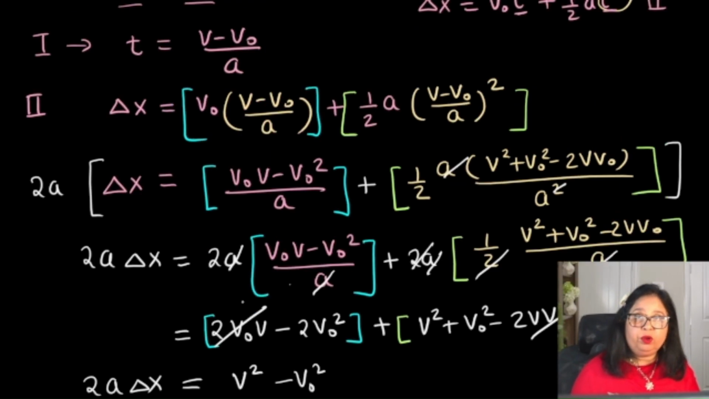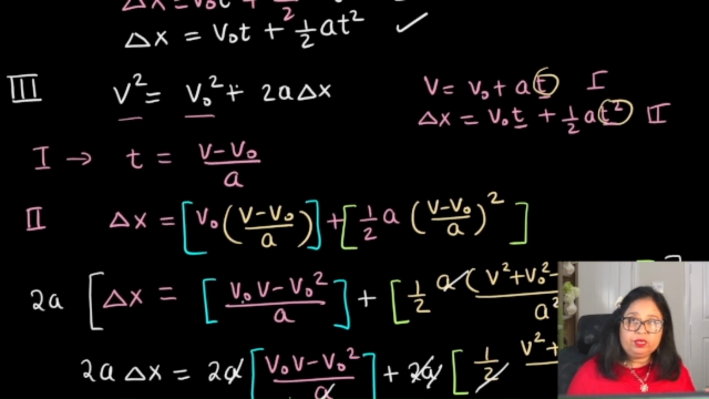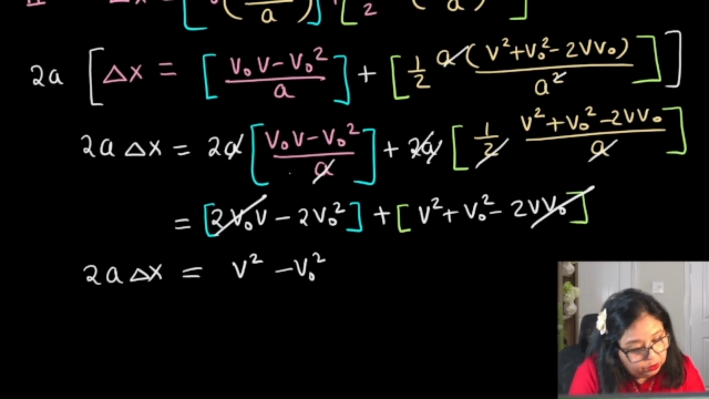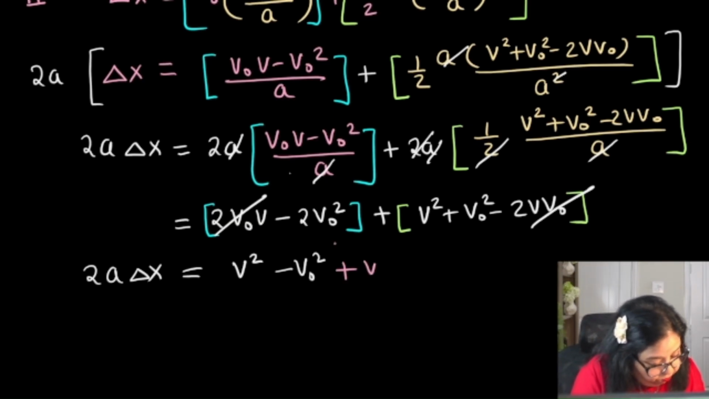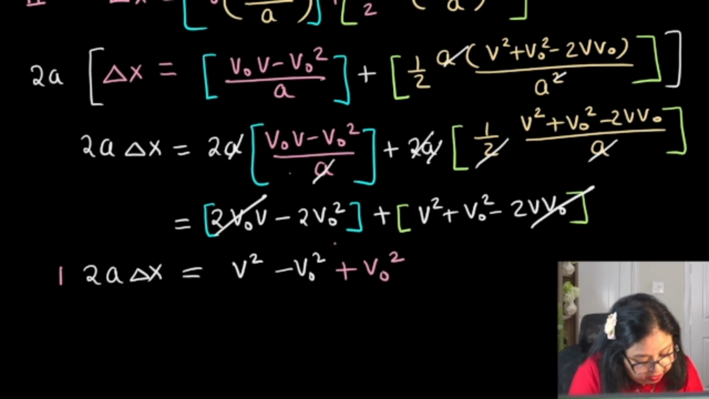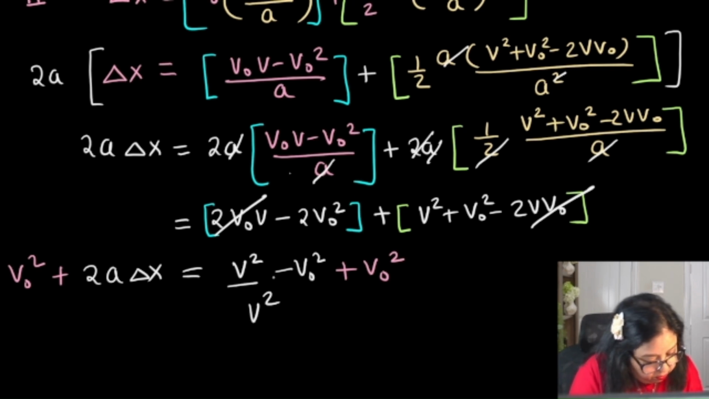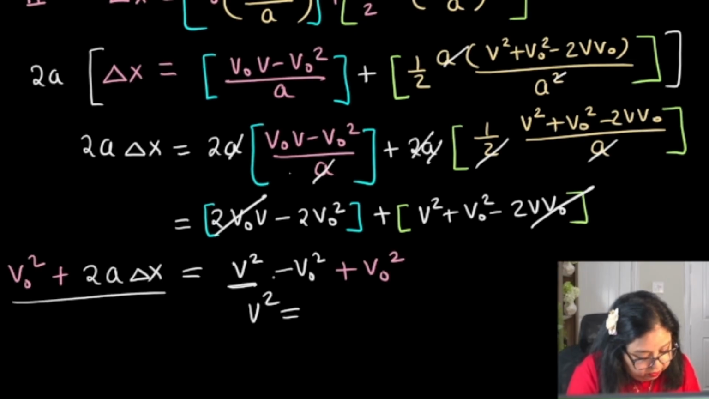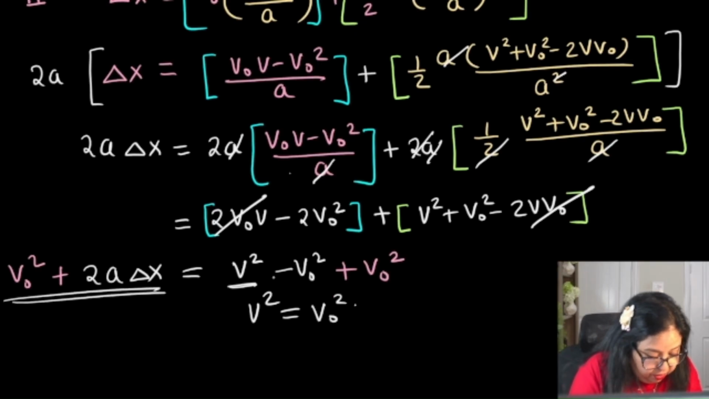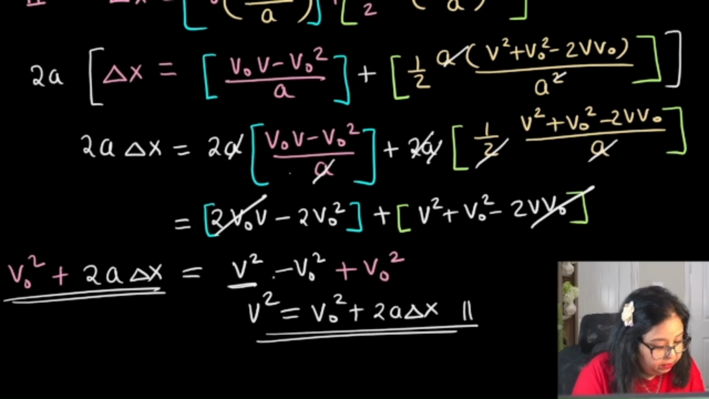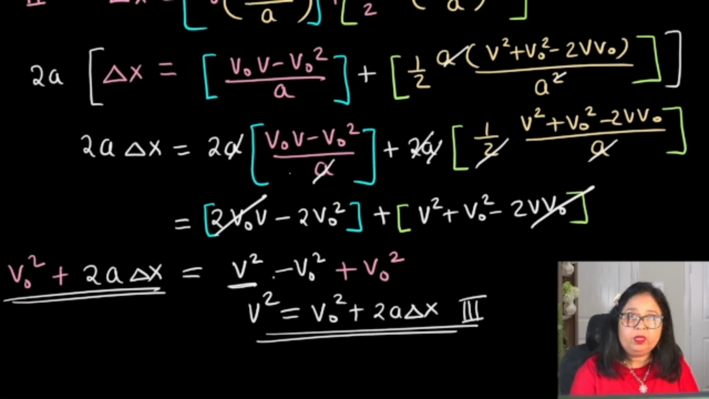Now this is basically your equation number 3, right over here. If you want, you could leave it as it is, or if you wish, you could add v naught squared to both sides. So what do you get? You get v squared equals what? Equals this thing, which is v naught squared plus 2a delta x. And here you go. This is your equation number 3 derived algebraically.